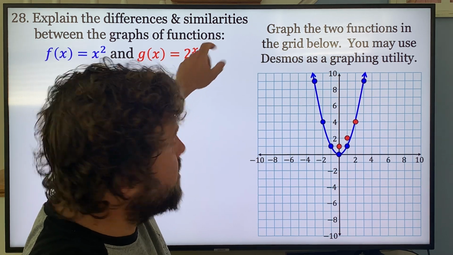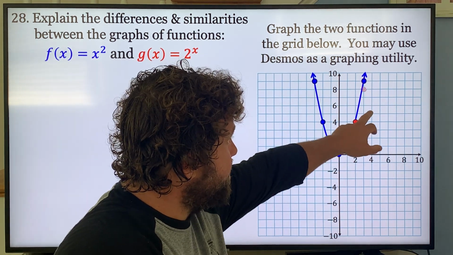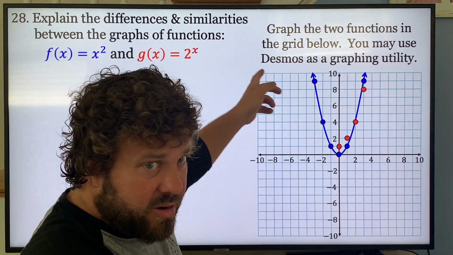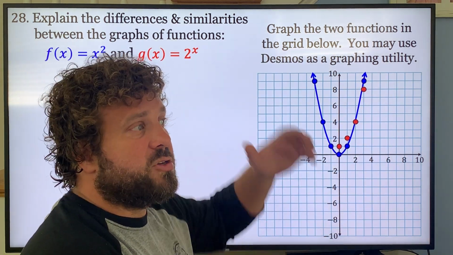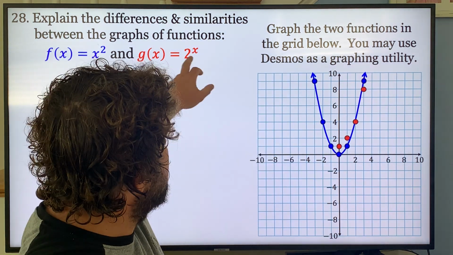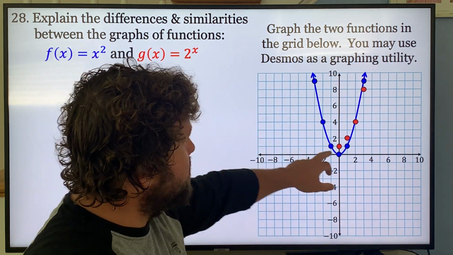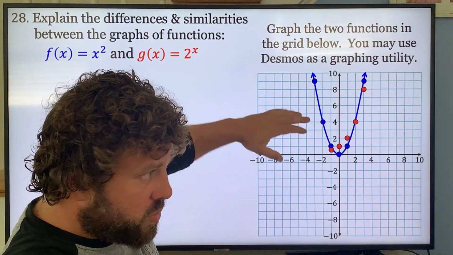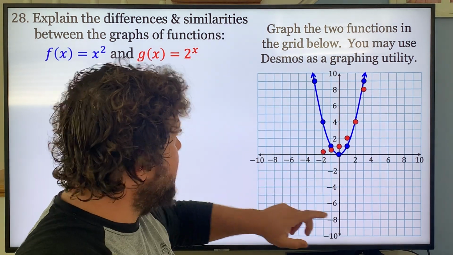2 to the third power, 2 times 2 times 2, is 8. All right? Now, say I go negatives here. 2 to the negative 1. When you raise something to a negative power, it's 1 over that to the positive power. So 1 over 2 is 1/2. 2 to the negative 2 is 1 over 2 squared, or 1 over 4, so about 0.25.